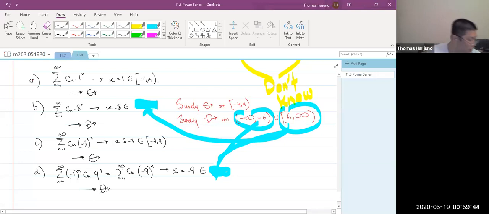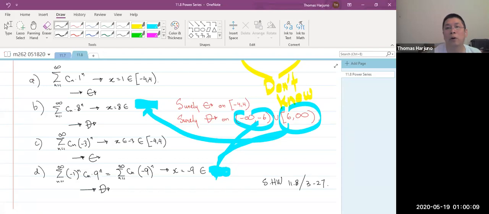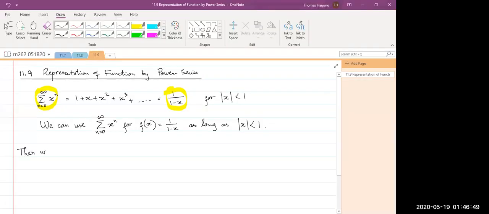Okay, that's where I will stop for now. Suggested homework from this section 11.8 will be number 3 to number 7. Okay, right now it's 6 o'clock. Let's take a break. And not too much, right?